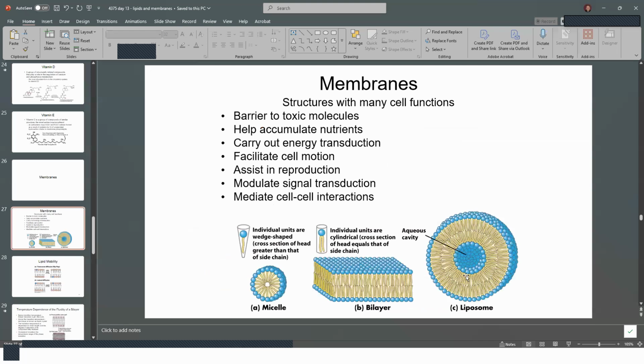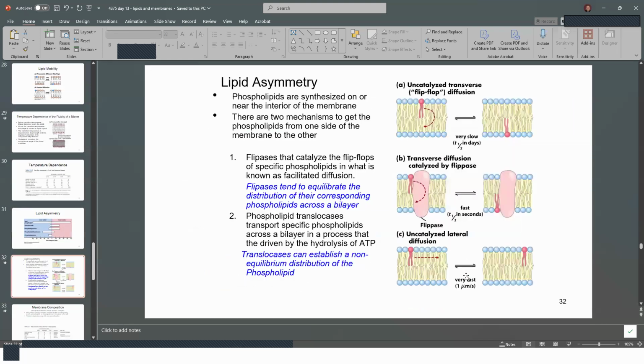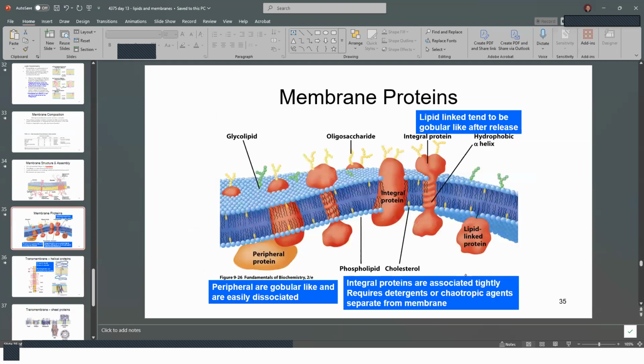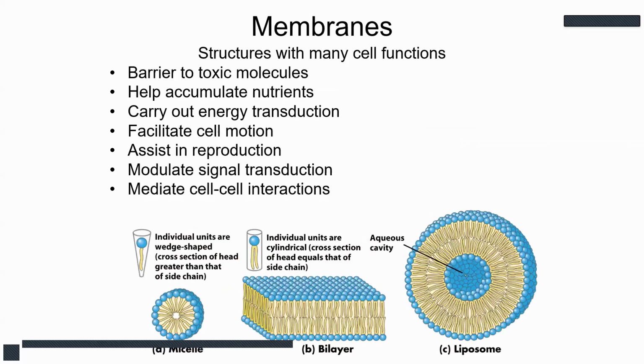Now what we're going to do is we're not changing gears completely, but we're going to hit some high points on membranes. So first and foremost, what does a membrane do? Well, a membrane serves as a barrier to toxic chemicals. In summary, it keeps the bad stuff out and the good stuff in. It can facilitate cellular motion. It can assist in reproduction. It can modulate cell signal transduction and cell-to-cell interactions.